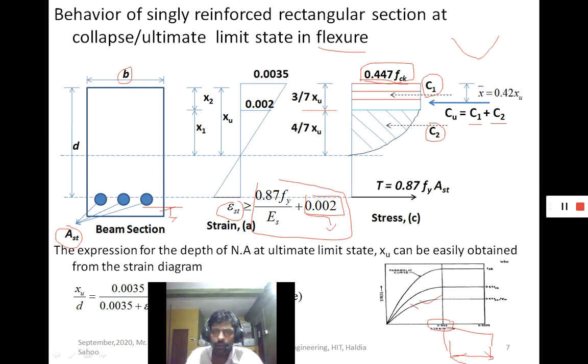And the tensile force is how much? The design stress is Fy by 1.15, which is equal to 0.87 Fy. Stress into area gives the force, so the tensile force is 0.87 Fy Ast.